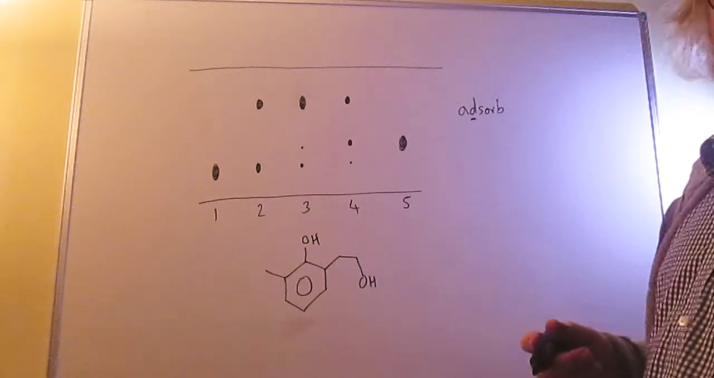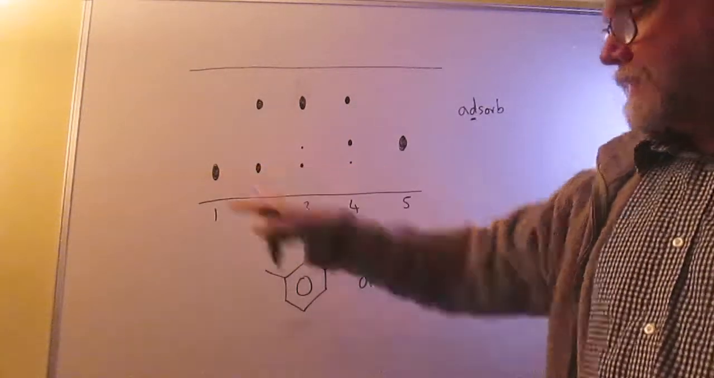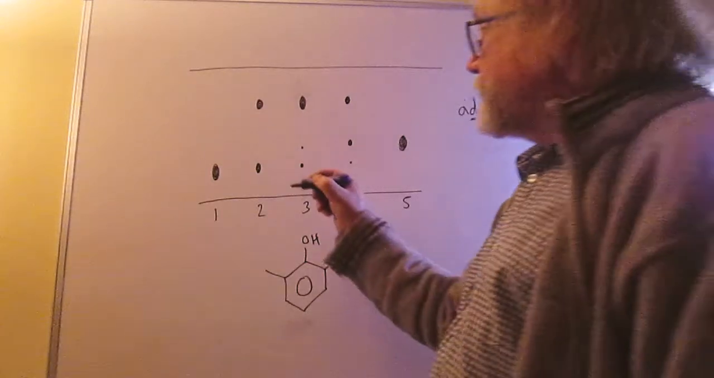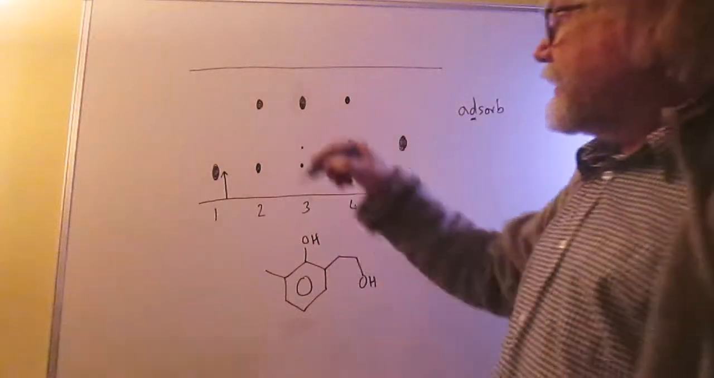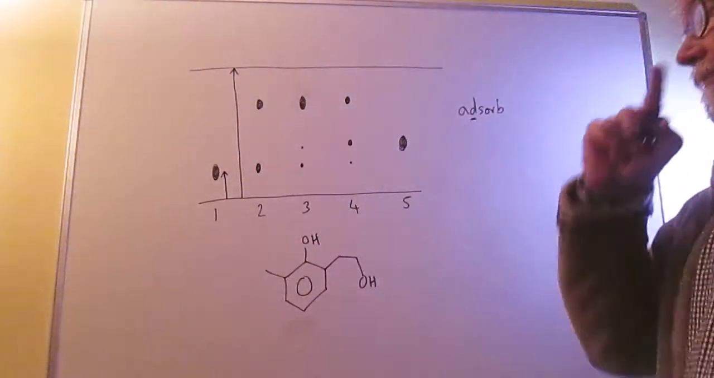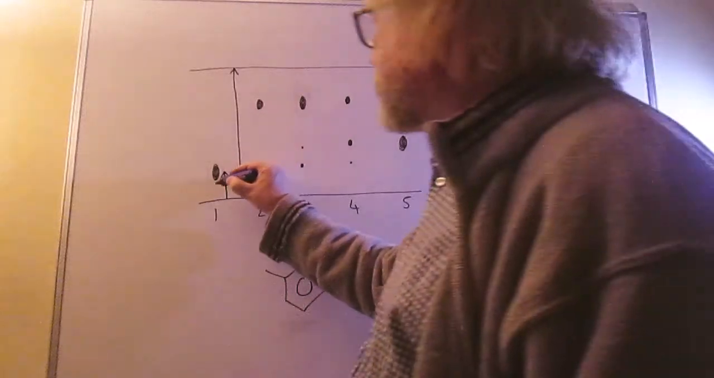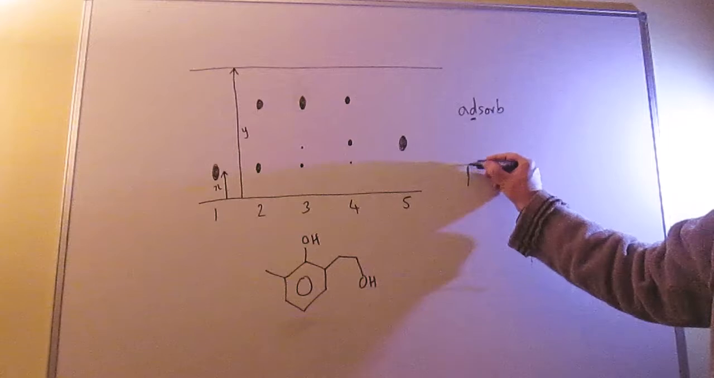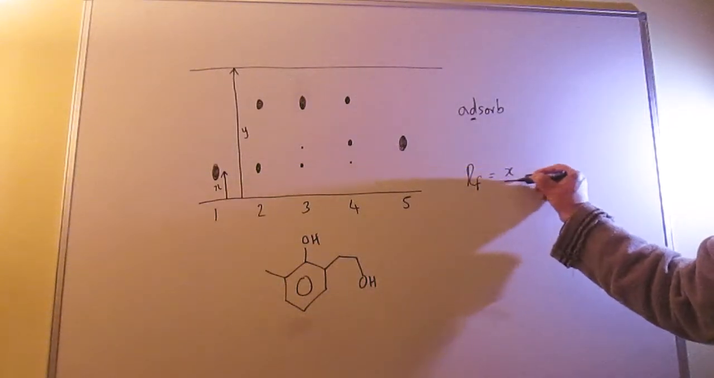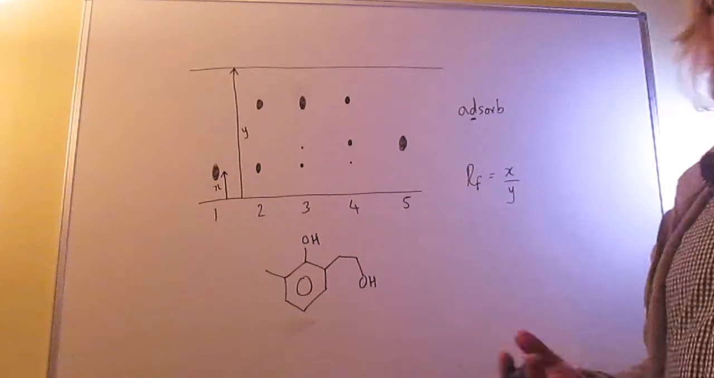Then it asks you to measure the RF value for this spot. And remember, RF is the distance travelled by the spot, and you measure it to the middle of the spot from the start line, like that. So make sure it's to the middle of the spot, and then you measure the distance that the solvent has travelled, starting from the same line, and it's just the ratio. So if this distance is x and this distance is y, then the RF value is x over y, and you should have got 0.17.